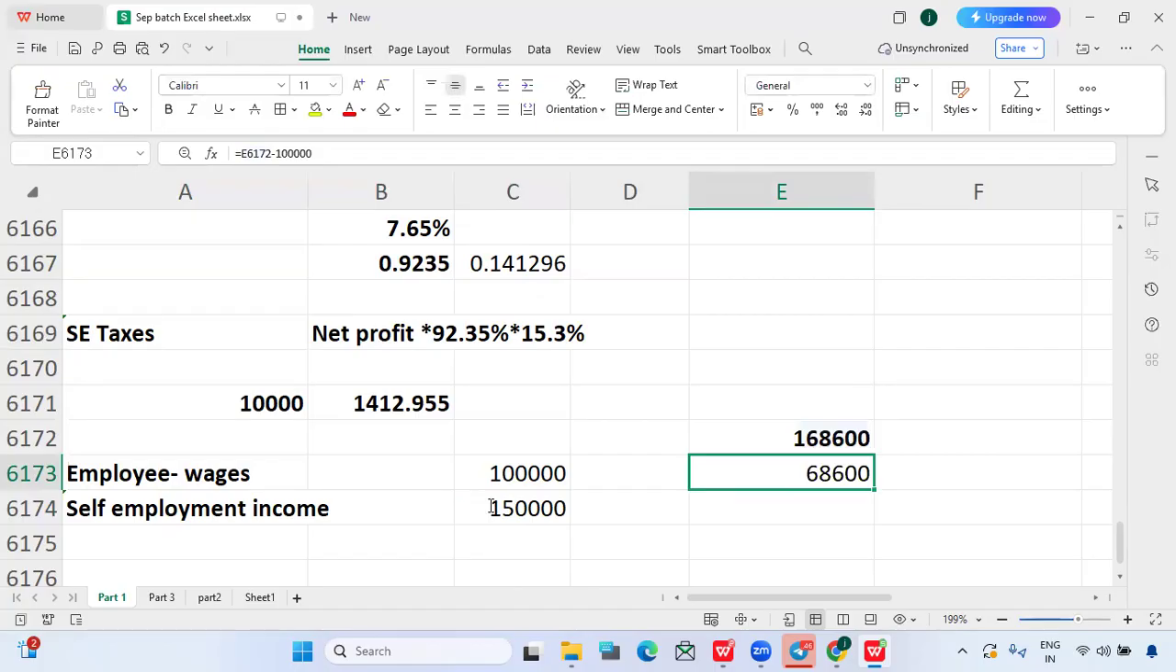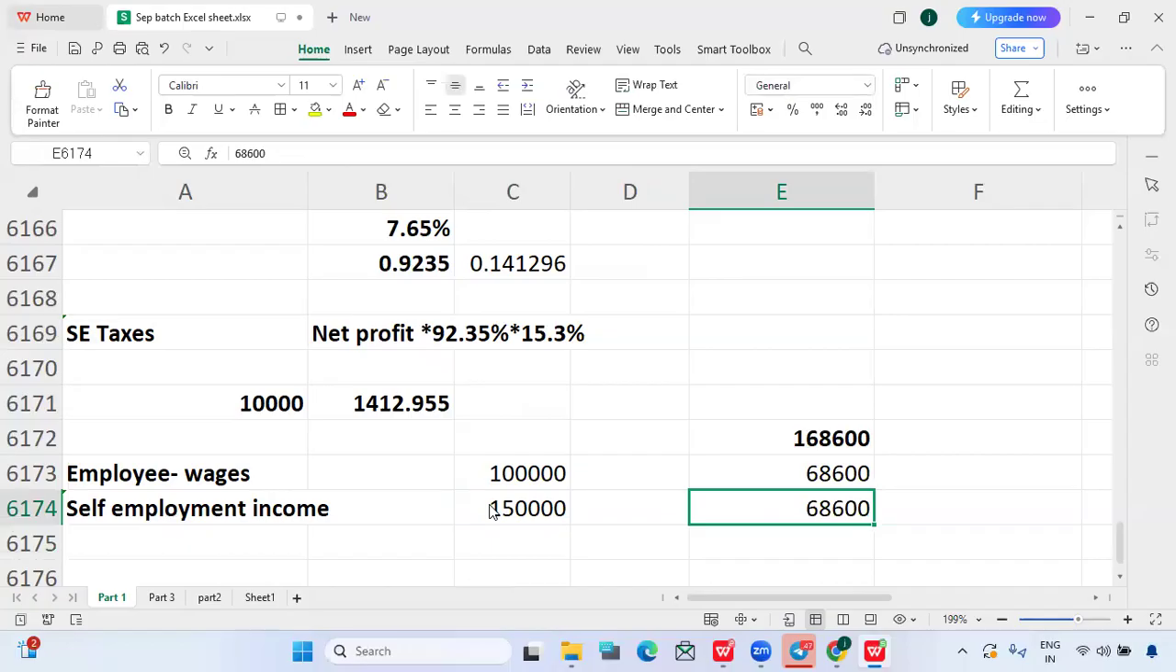Balance available, which is 68,600. So we have self-employment income of 150, and do we need to pay SE taxes on 150? No, because the Social Security base limit is 168,600, out of which from the employer we have done withholding, which is $100,000. So on 68,600 only we need to pay Social Security taxes in case of self-employment income, right?